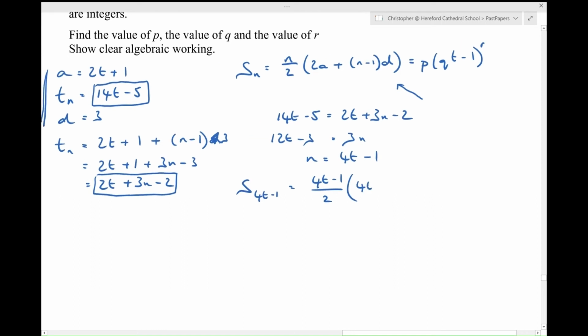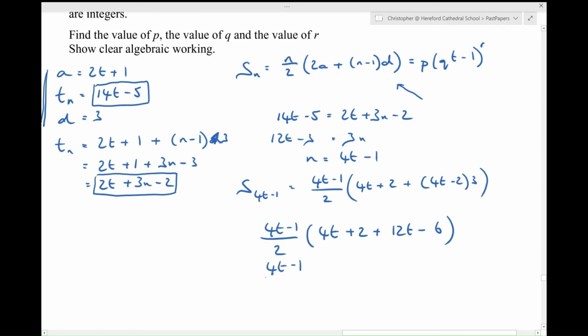So that's 4t plus 2 plus n minus 1. Well, n minus 1 is 4t minus 2 times by d, which is 3. So that's an expression for the nth term with 4t minus 1 substituted in for n. Let's simplify this. I'm going to leave this outside the bracket and simplify the bracket first. 4t plus 2 plus 12t minus 6. Let's do some more simplifying of that bracket. So that's going to be 16t minus 4.